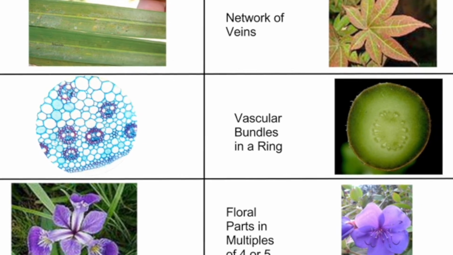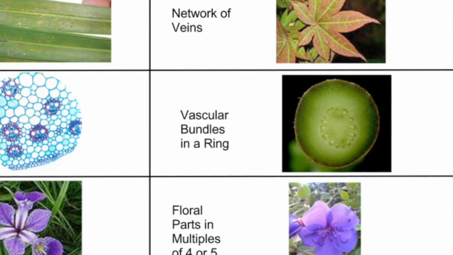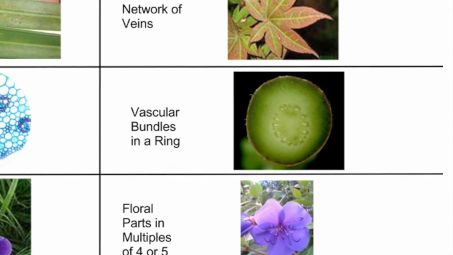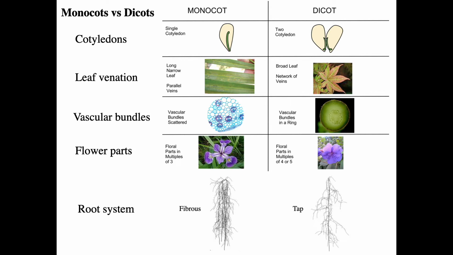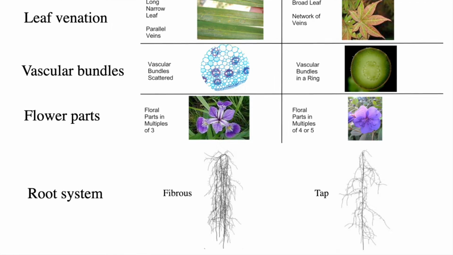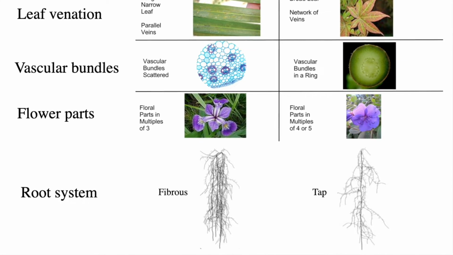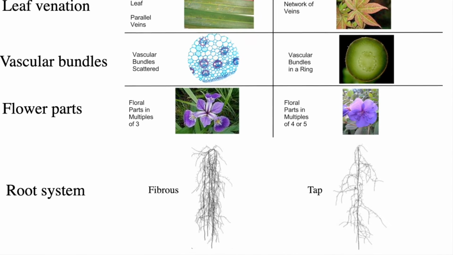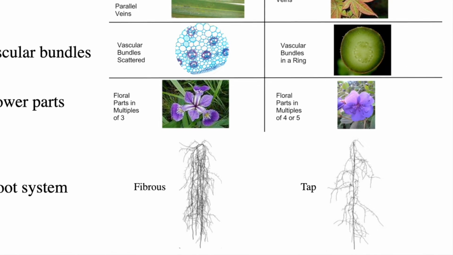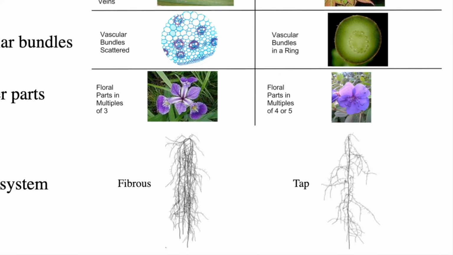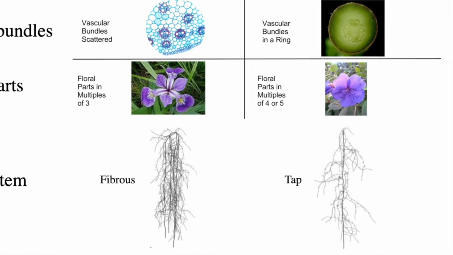As you cut through it, you'll see they form, in the mature section of the stem, a ring of vascular bundles. They also typically differ in their floral parts. Typically, a monocot has floral parts that are in multiples of 3, and in dicots, they're in multiples of 4 or 5. Also quite important is that they differ in their root system. A monocot would have a fibrous root system, and a dicot would have a taproot system.